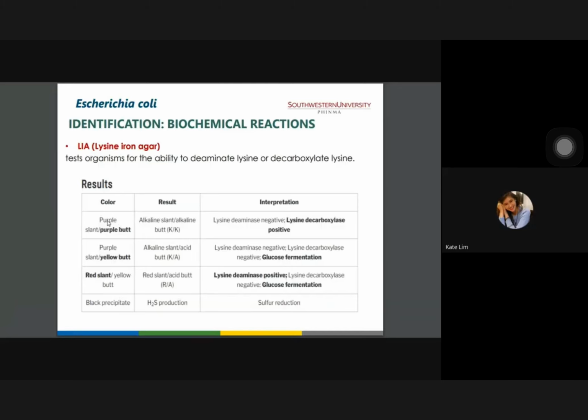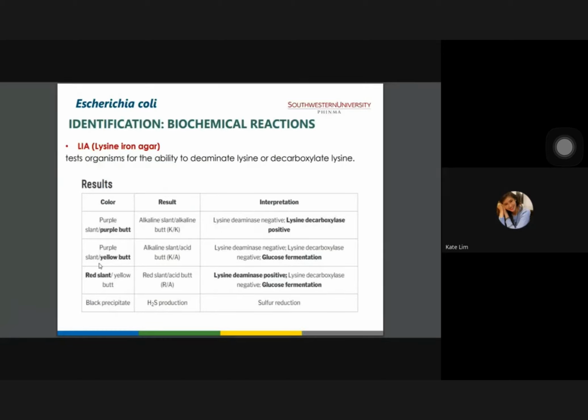For the slant, what is positive for your lysine deaminase? It's red. So, this one is lysine deaminase negative. How about lysine decarboxylase? It's purple, so it's positive. This is how you interpret it. So, alkaline, alkaline, K over K.